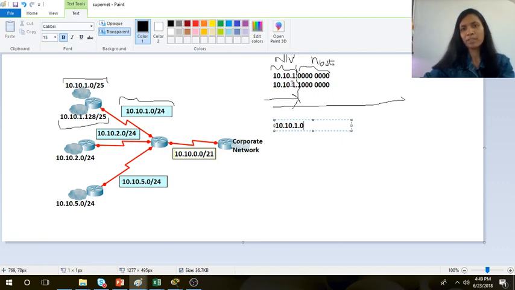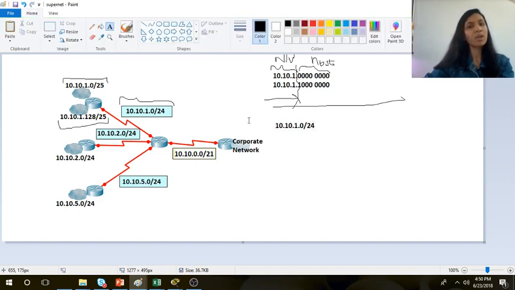Rest of my bits are to be considered as host bits, and since I am calculating the network address, I am going to put all host bits to be equal to 0. Okay, this gives me the address 10.10.1.0/ count the number of network bits. This is 3 octets, which is /24. Okay, so this is going to be my network address, my summarized network address. Okay, we will consider one more example.